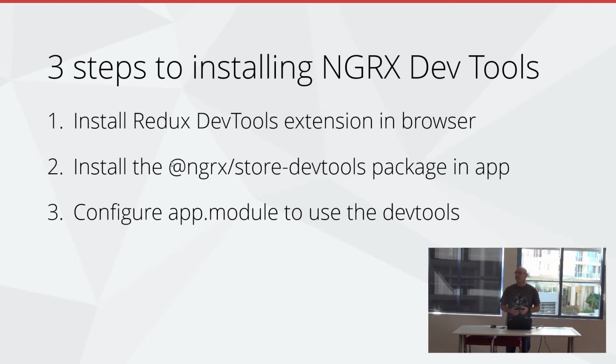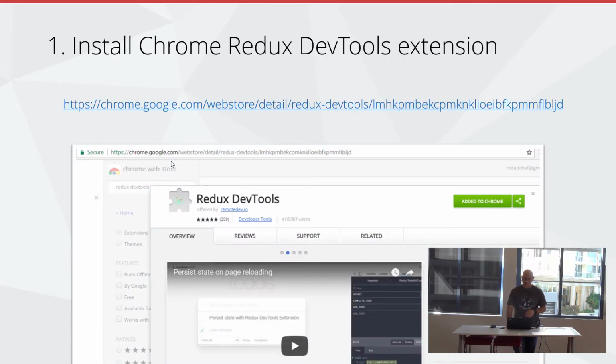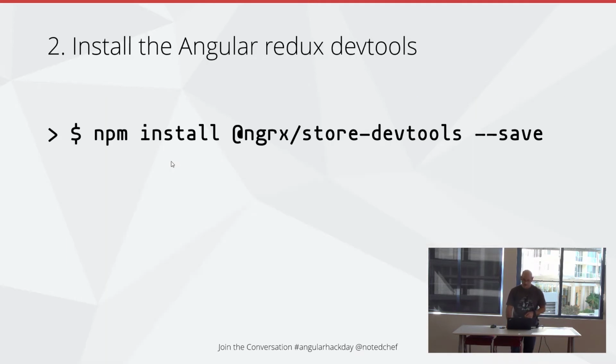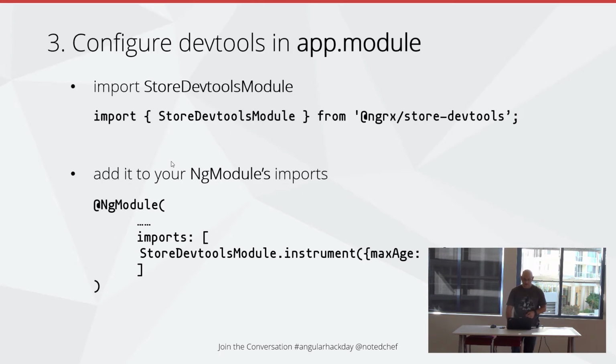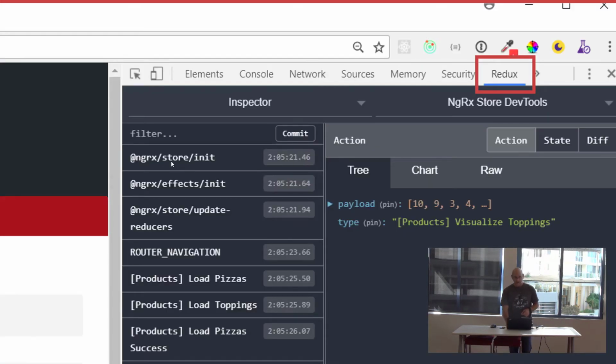So this assumes that you've got NGRX installed and you're using it in your application. There are 3 steps for using the NGRX tools themselves. The first is to install the extension in your browser. The second and third is to install and configure it in your application. So to install the Chrome Redux DevTools extension, you go to this URL. Then in your Angular application, you'd install the package, and you configure it to be used in your application. And then you'll know it's running.